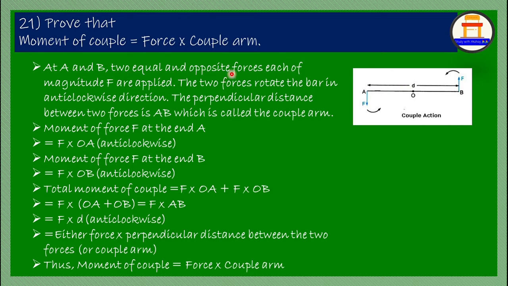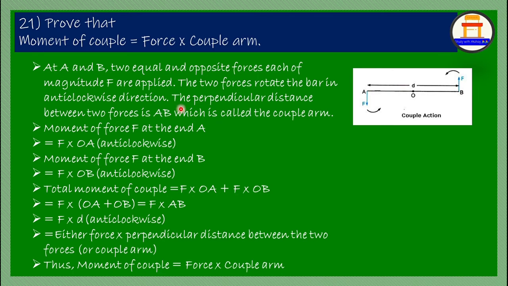Two equal and opposite forces, each of magnitude F, are applied. You can see the F magnitude. These are two forces. So this makes the bar, meter rule or any bar, rotate in an anti-clockwise direction. Since force is applied, it moves like this. This side also force is applied, it moves. It makes it move in an anti-clockwise direction. Just write in your own words by understanding the concept.